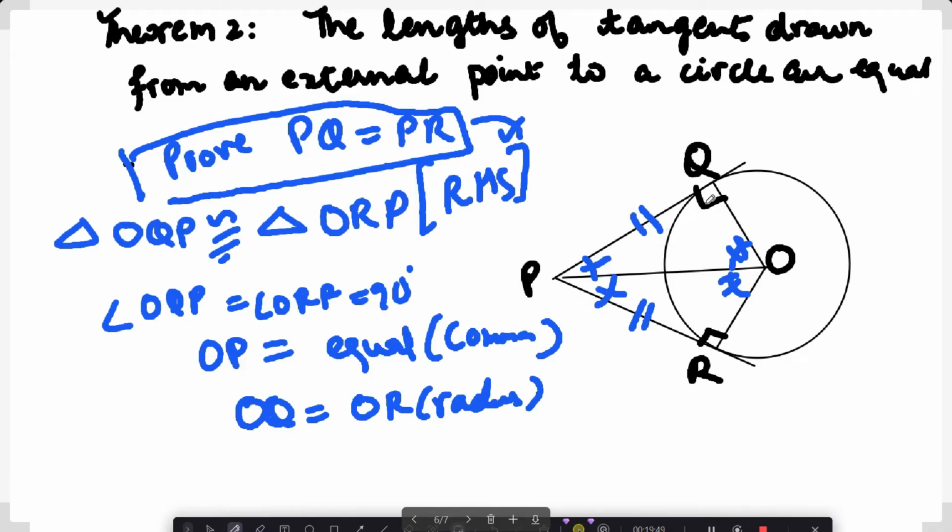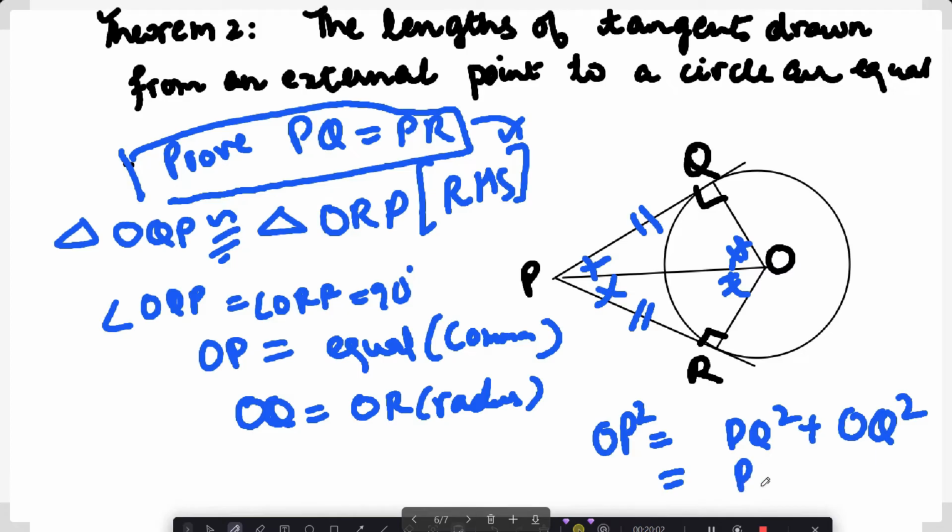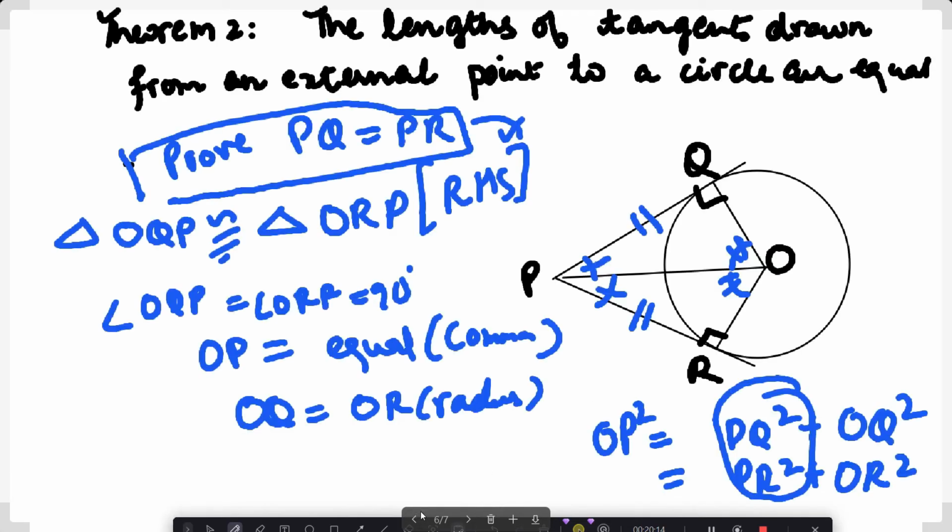Understood. There are other ways to prove this also. This is 90 degrees, this we know. What is OP square? OP square is PQ square plus OQ square. OP square is also equal to PR square plus OR square, if you look at this triangle. So from here it simply comes out that PQ is equal to PR. Got it? Hope you got this point.